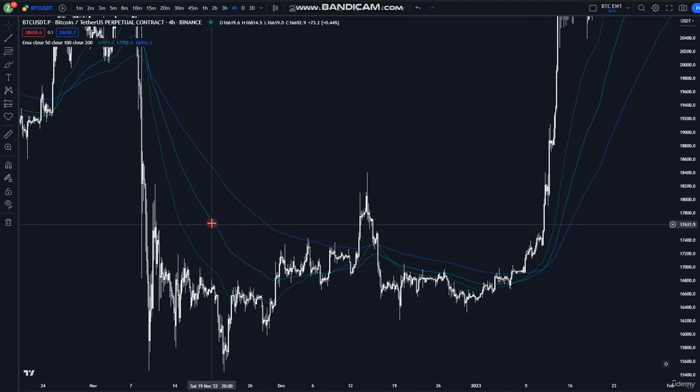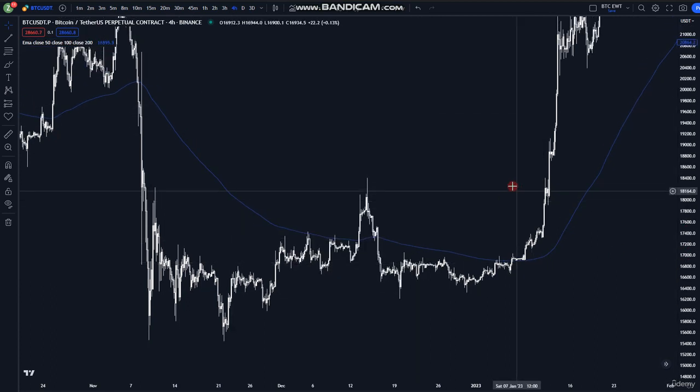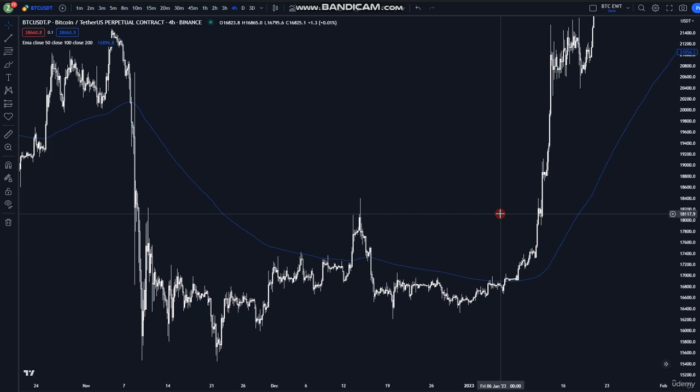So in this example, I'm quickly going to remove two of the EMAs. I'm going to take out the 100 and the 50. It is a 55 on this, but they call it the 50. And we're left with the 200. The reason why this is important is that this EMA here actually helped me identify this huge trend change we got in Bitcoin very, very early on.